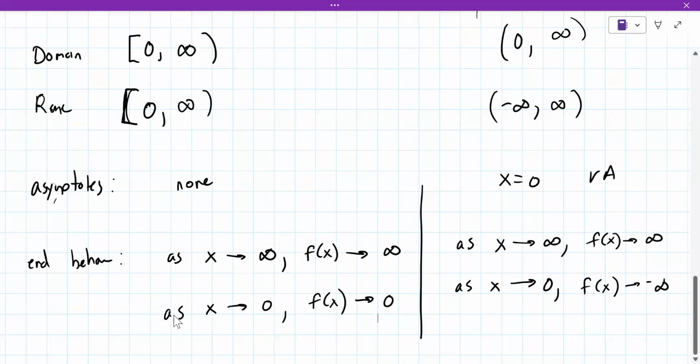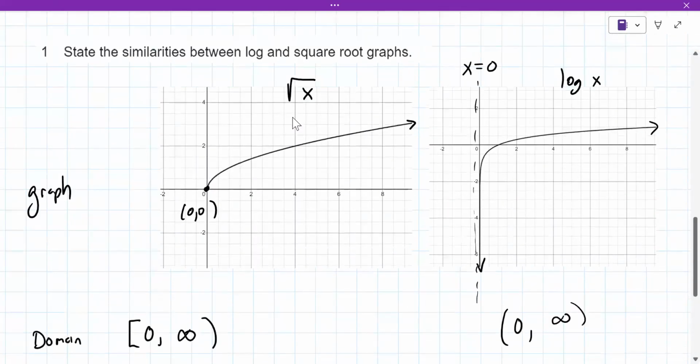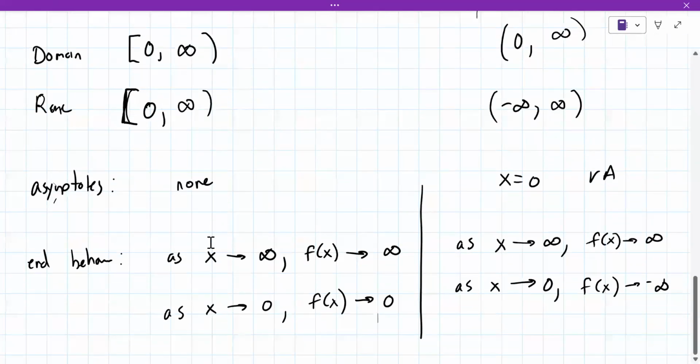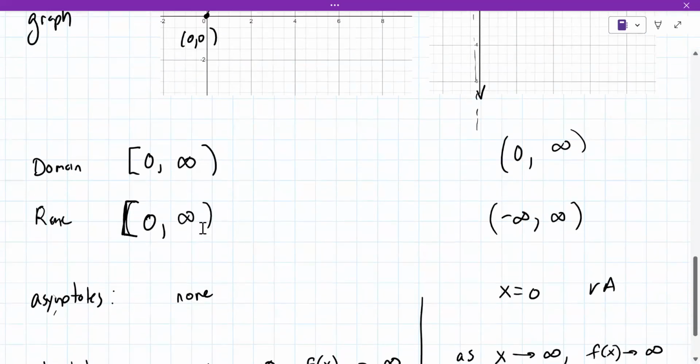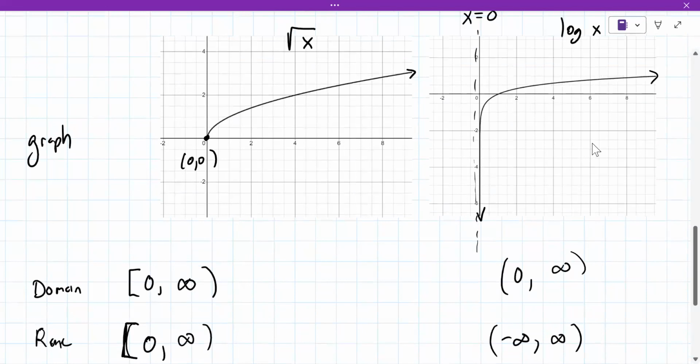So in terms of what to put for number 1, if you're being really legalistic, you would say just the end behavior on the right. But you could probably also add in the graphs look similar and the domains are similar. All right.